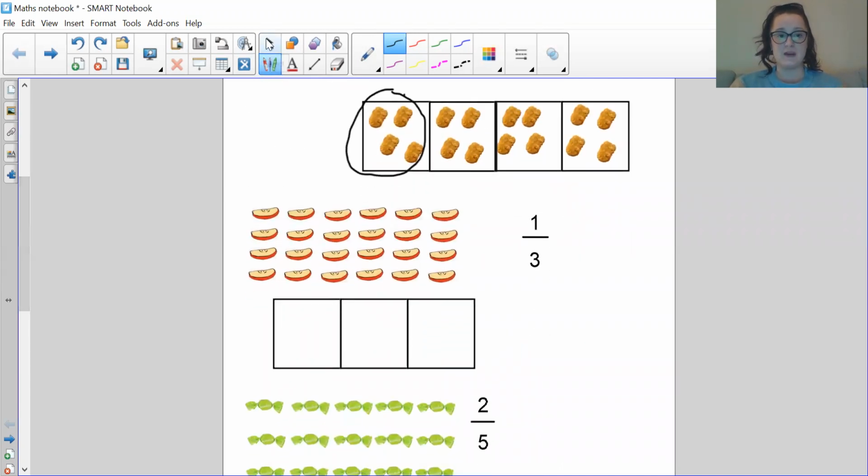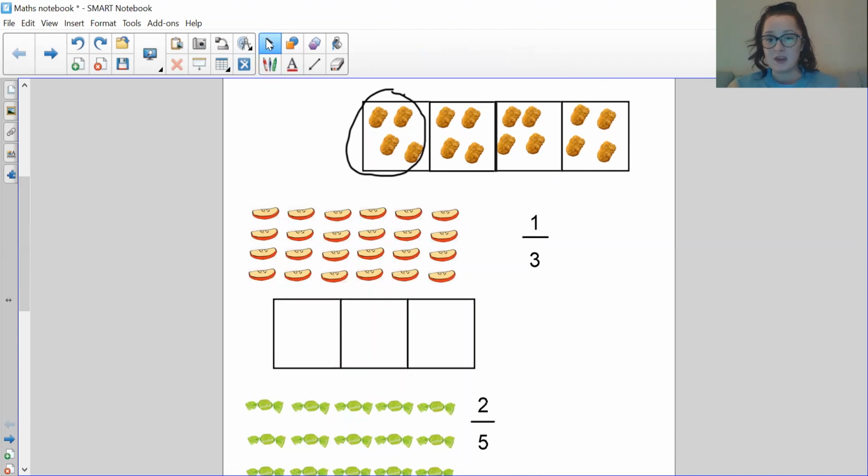So now Miss Dunn's being a little bit healthier and I'm looking at apple slices, but I'm looking at 1/3 of them. Same as before, I'm going to split them up. I've got my whole here and it's split up into 3 sections for my thirds, so 3 different groups. So let's share them out. I'm going to do this a little bit speedier this time.